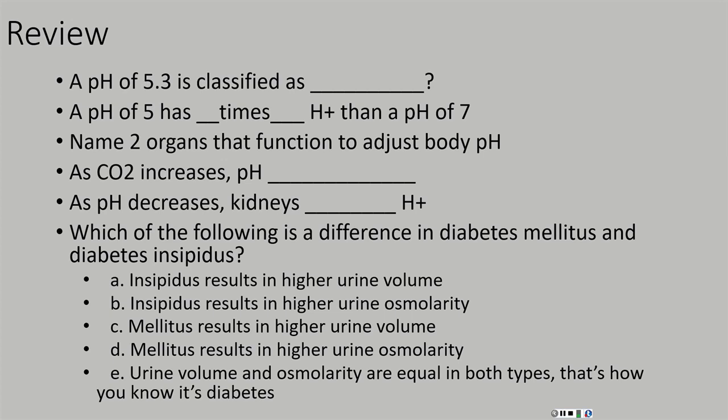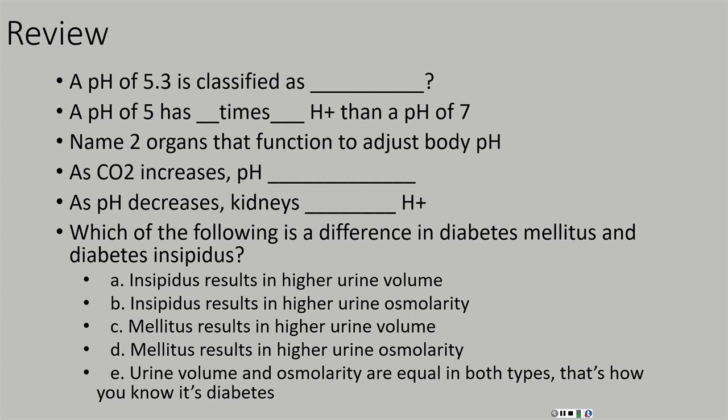Which of the following is a difference in diabetes mellitus and diabetes insipidus? Insipidus results in higher urine volume? No, they both result in high urine volume. Insipidus results in higher urine osmolarity? No, insipidus is almost pure water as urine, so it's got a very low osmolarity. Mellitus results in higher urine volume? Again, no, because they both have high urine volume.